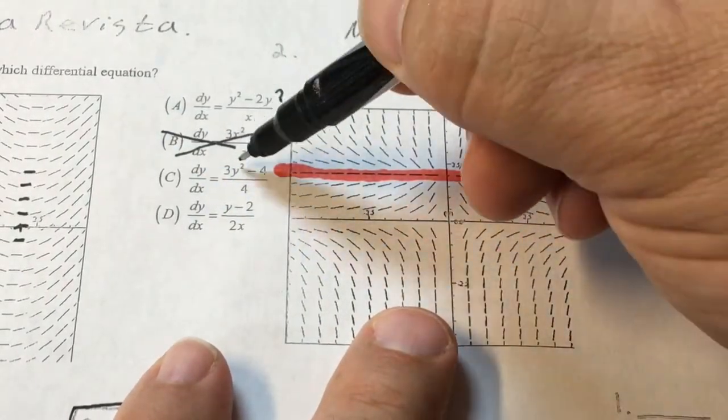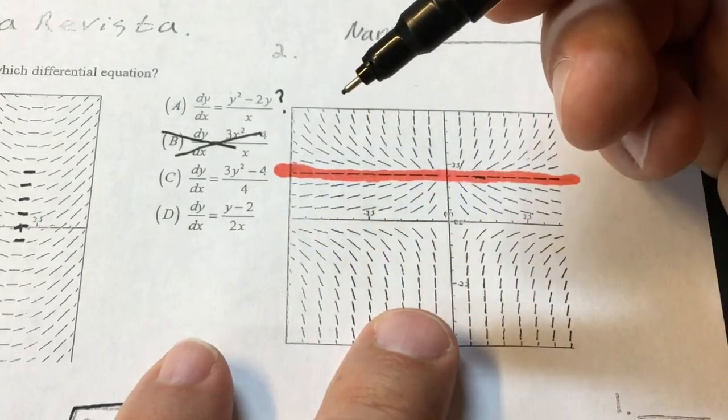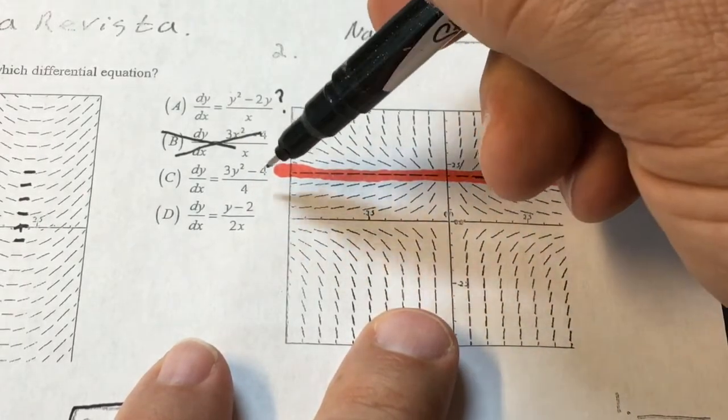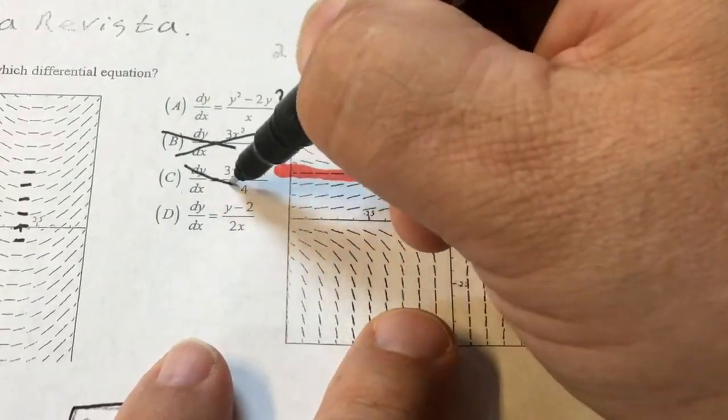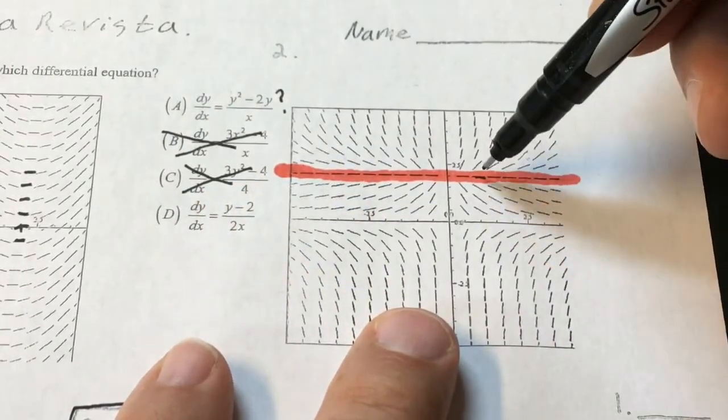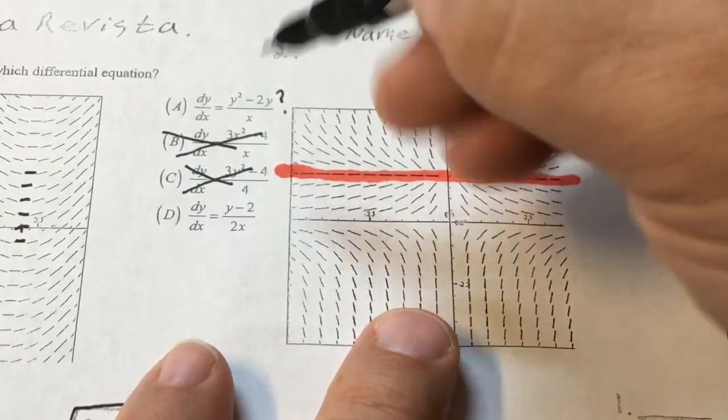I'm going to take y equals 2 and plug it in. That's going to give me 2 squared, which is 4. 3 times 4, which is 12. 12 minus 4, which is 8. 8 over 4 is 2. Positive slope, not a slope of 0. It cannot be choice C. I'm going to take y equals 2, x equals 1, and plug it in. 2 minus 2 is 0 over 2. It could be this one.